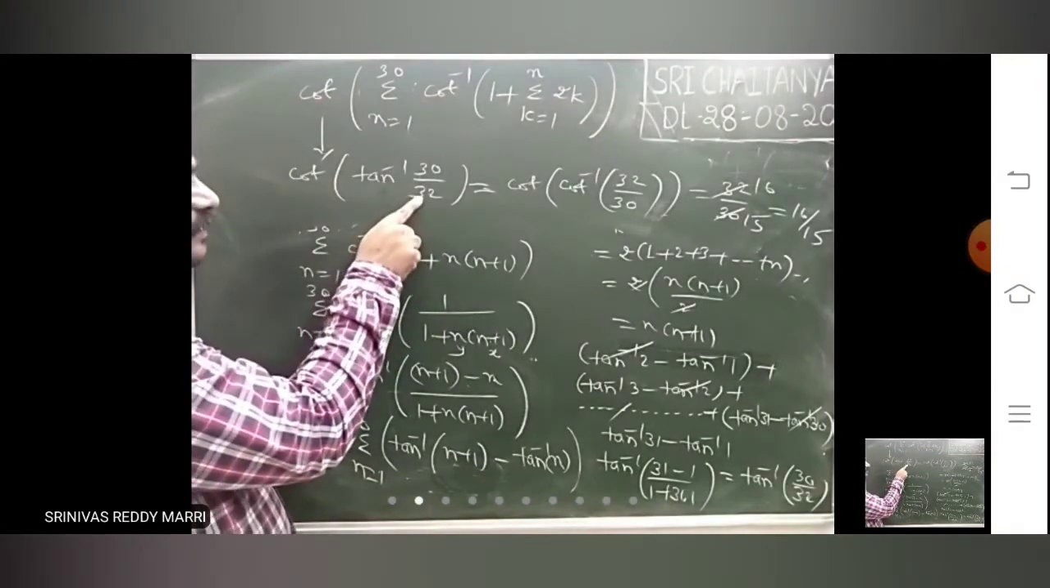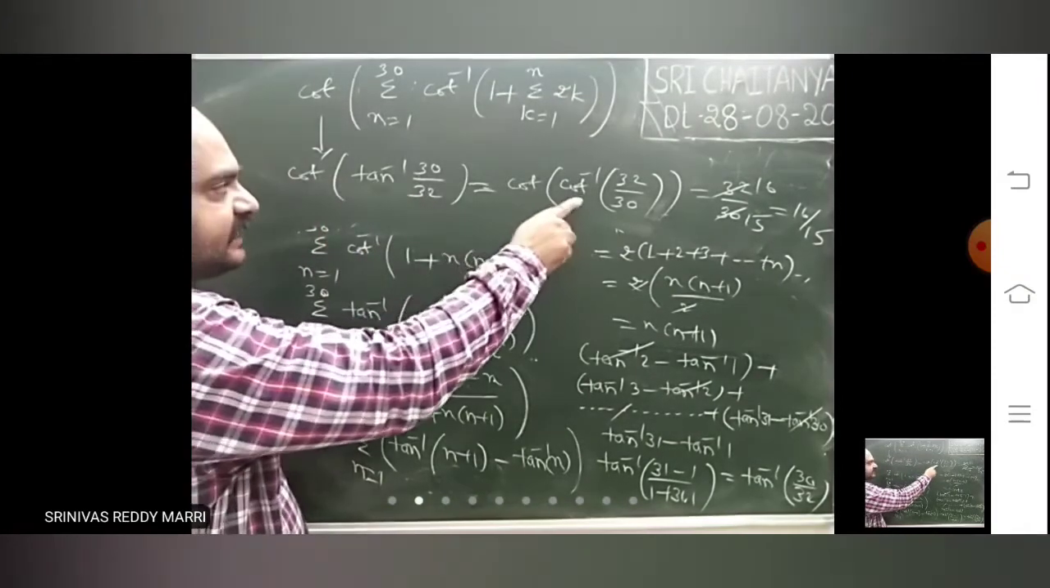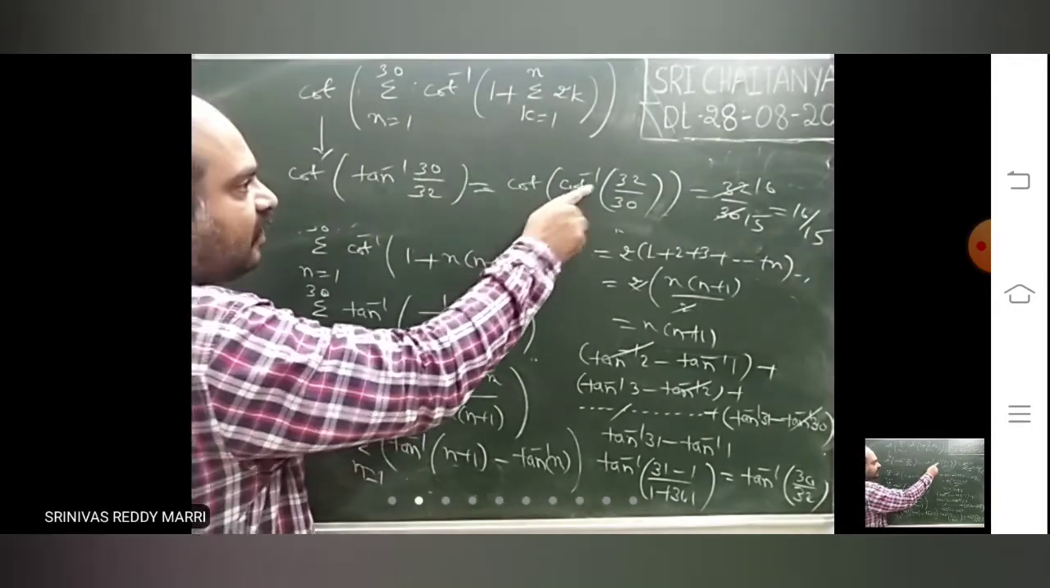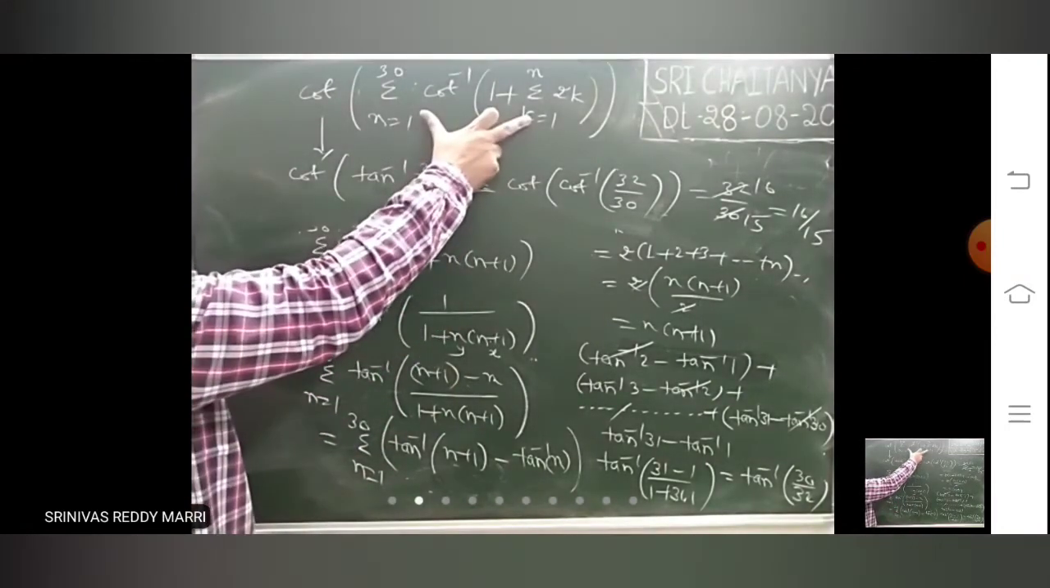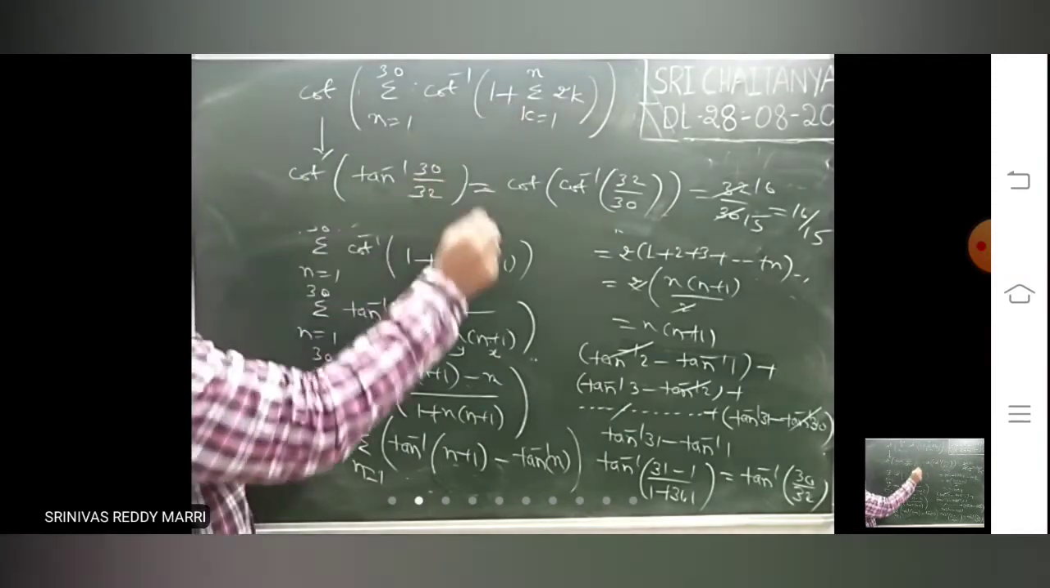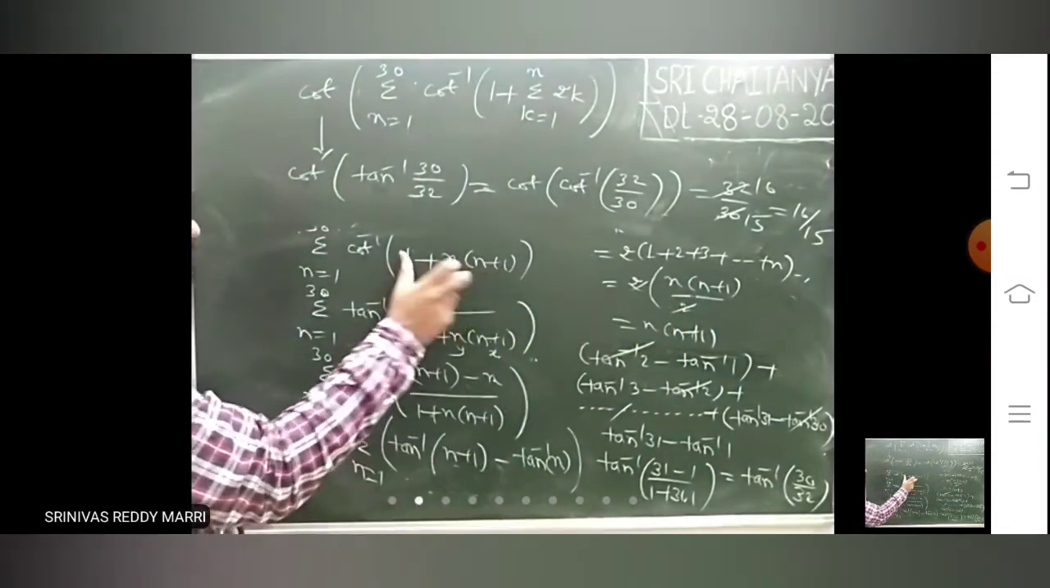Here tan inverse is there, cot of cot inverse x, x. Tan inverse x is nothing but cot inverse 1 by x. So therefore your answer is what? 16 by 15. Just this inside one I have taken, the inside one. This sigma I got here, this substituted.